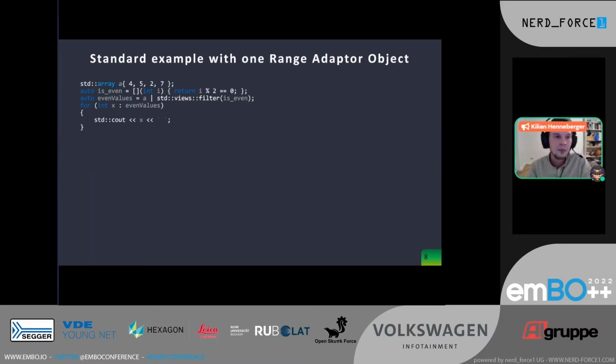And now we can pipe our container A into a range adapter object, std views filter, which takes a predicate and will return us a filter view, which we store in even values. And then we can iterate over even values and, obviously, print all the even values, because std views filter is a filter in, so everything that satisfies the predicate will be in that view. And 4 and 2 are the even numbers, and 5 and 7 are odd and therefore excluded.